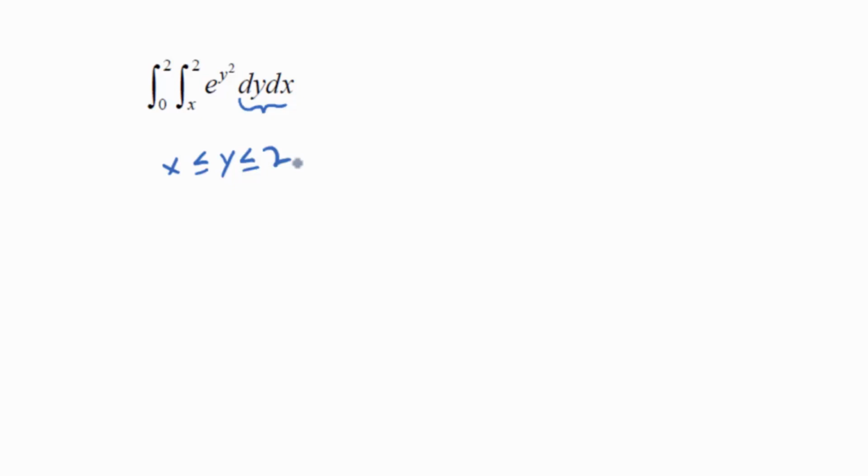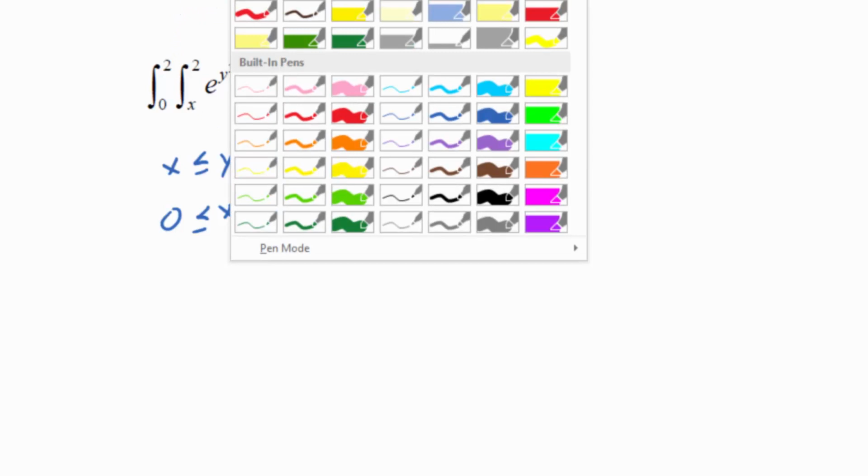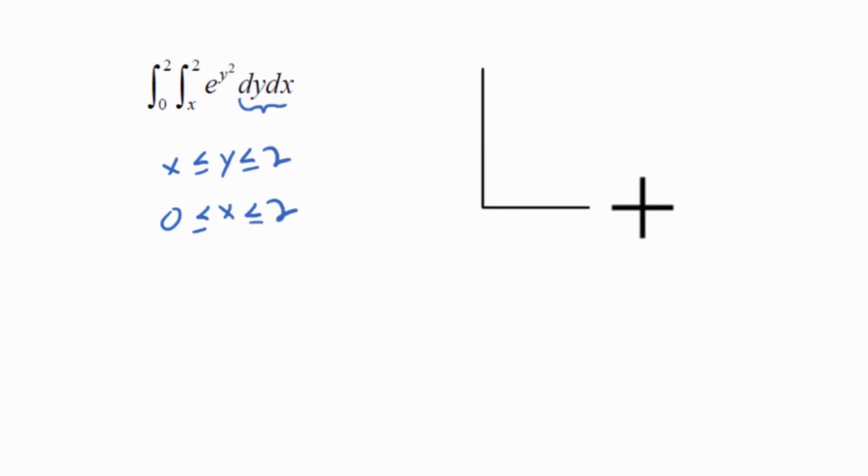So y lies between x and 2, and then these outer limits of integration tell you what? x lies between 0 and 2. So draw the region. I think we can safely draw just in the first quadrant here.